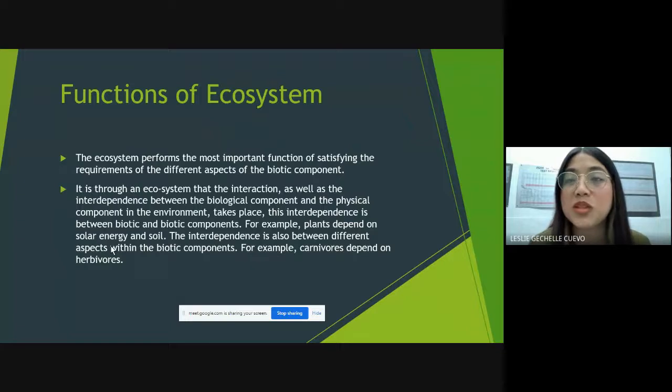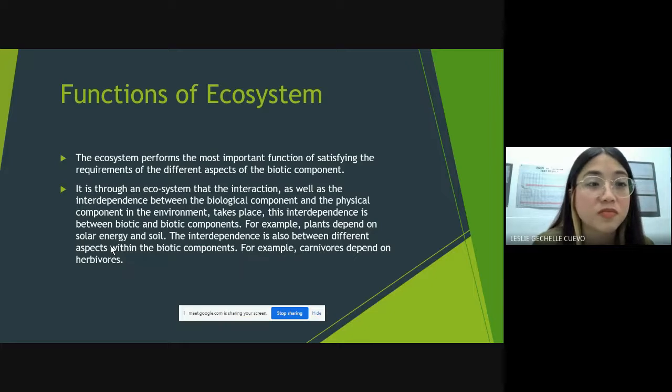Okay, functions of ecosystem. The ecosystem performs the most important function of satisfying the requirements of the different aspects of the biotic component. It is through an ecosystem that the interaction as well as the interdependence between the biological component and the physical component in the environment takes place. This interdependence is between biotic and abiotic components. For example, plants depend on solar energy and soil. The interdependence is also between different aspects within the biotic component. For example, carnivores depend on herbivores.